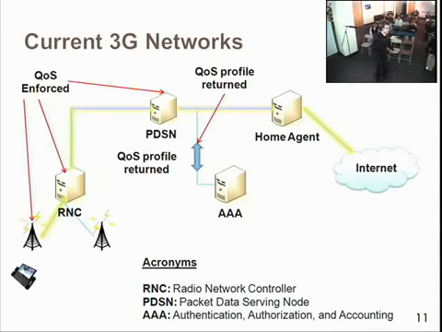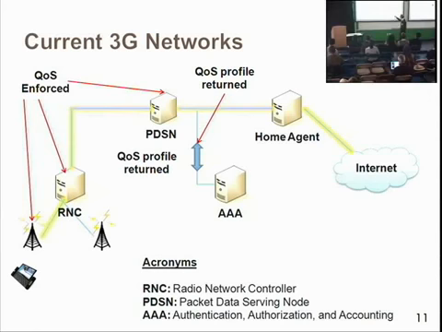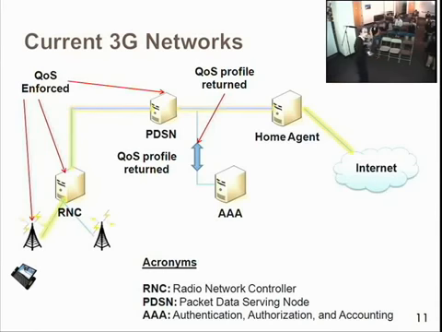So the quality of service profile that is returned by the AAA to the PDSN will be enforced by the PDSN on the IP layer and by the radio network controller and the base stations from the RF perspective. That's how we really enforce quality of service. So let's remember this, just to recap. AAA provides the quality of service profile, and PDSN enforces it at the IP level, and the radio network controller and base stations enforce it at the radio level.